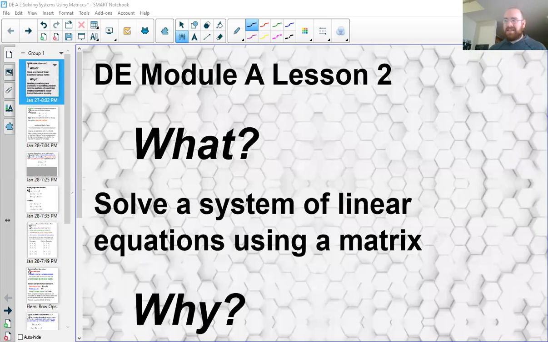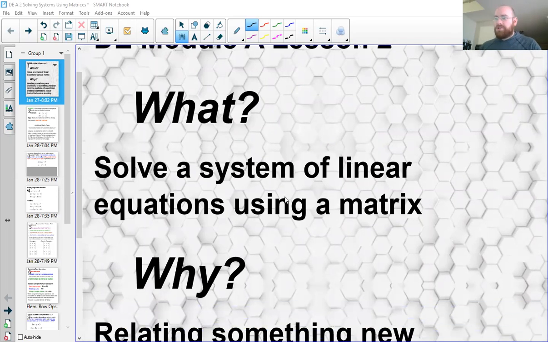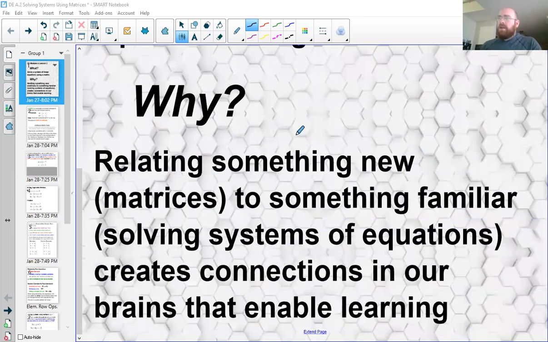This is the second lesson of our module on matrices. The objective of the lesson is to solve a system of linear equations using a matrix. The why is that relating something new, matrices, to something familiar, solving systems of equations, creates connections in our brains that enable learning by relating one process to a parallel similar process.